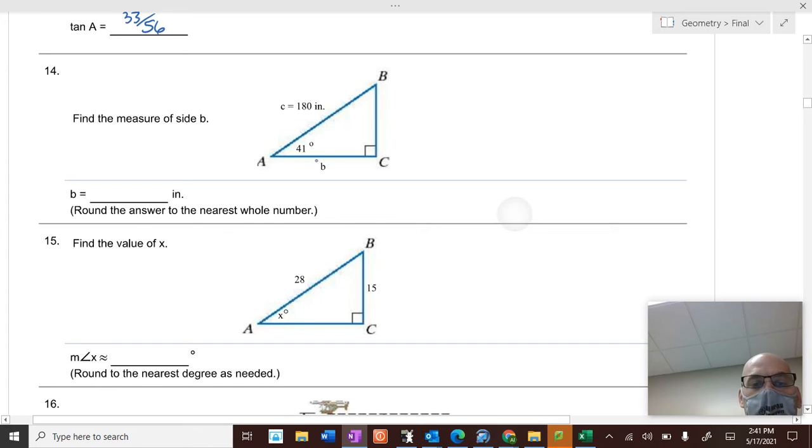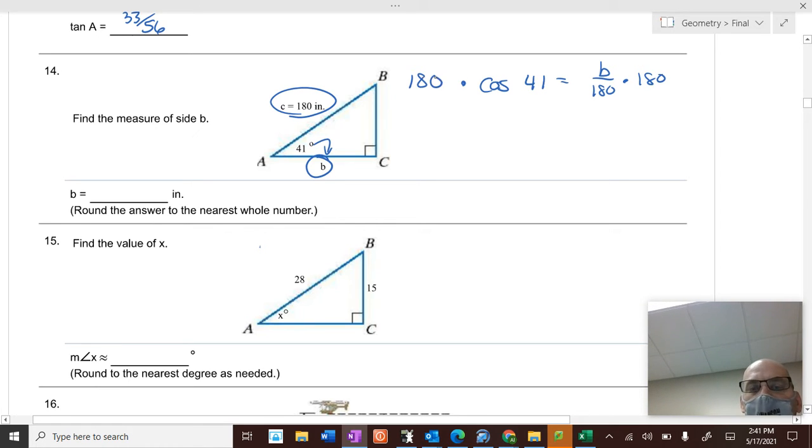Okay, to find B, where's B compared to 41? Opposite, adjacent, or hypotenuse? Adjacent. So we have adjacent, we have hypotenuse, we must have cosine. Cosine of my angle, 41, equals my adjacent side over the hypotenuse. So you multiply by 180. Somebody, calculator, please. 180 times the cosine of 41.